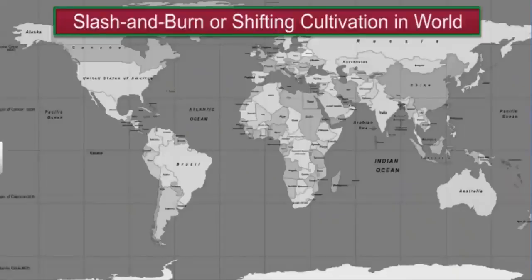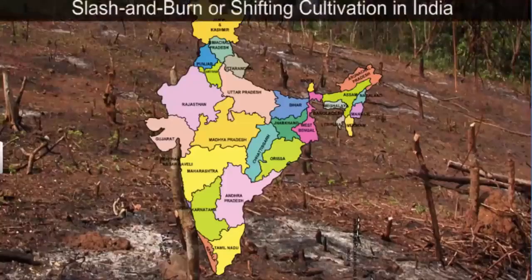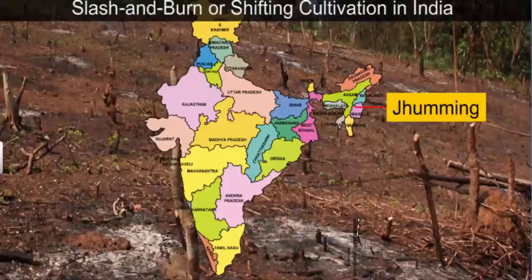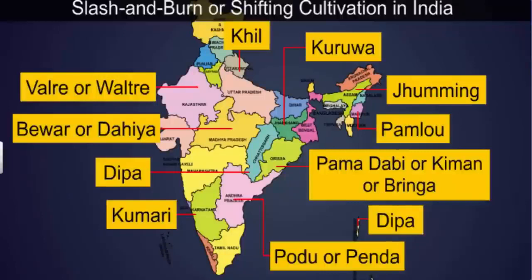Besides India, slash and burn or shifting cultivation is practiced in many parts of the world and is known by different names as shown on this map. In India, the most popular name for such shifting cultivation is jhumming, in many of our northeastern states of Assam, Meghalaya, Mizoram, and Nagaland. However, it is known by several other names in other parts of India, as shown on this map.